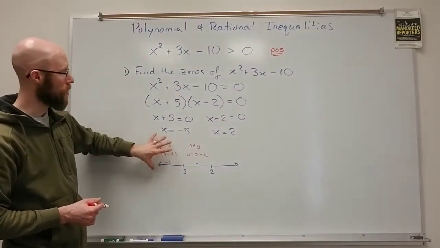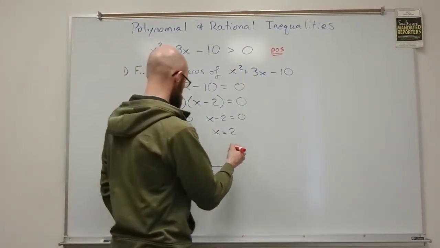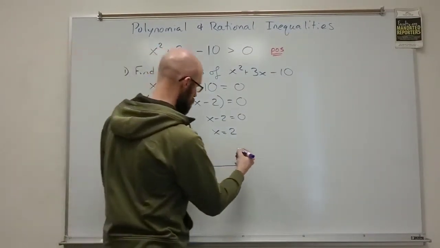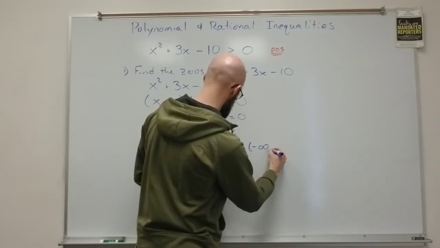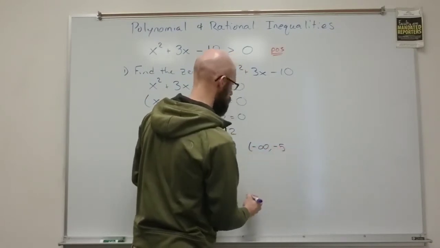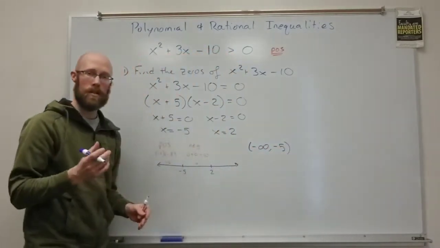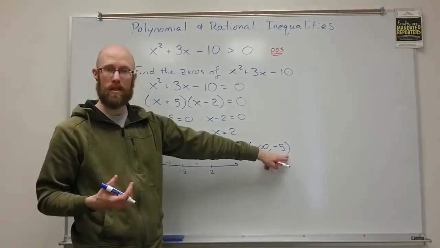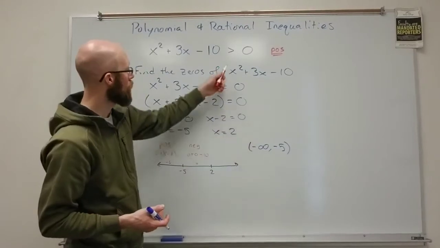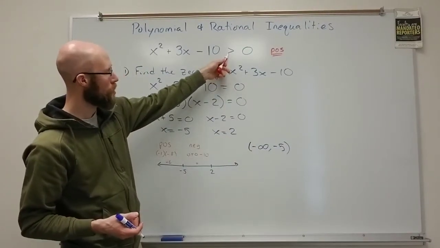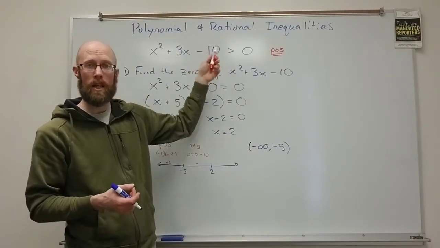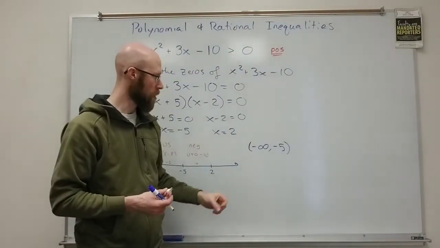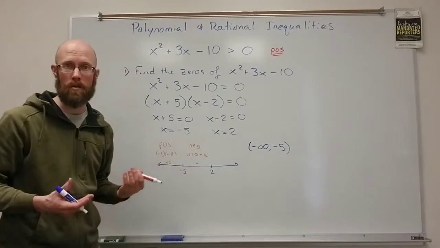This is what we're looking for. So the first part of the answer is going to be that interval from negative infinity to negative 5. That's definitely part of the solution. I'm going to put a parenthesis on the negative 5 because I'm not actually including an equal sign in my original inequality. I don't want the polynomial to equal 0, which is what happens at the endpoint.